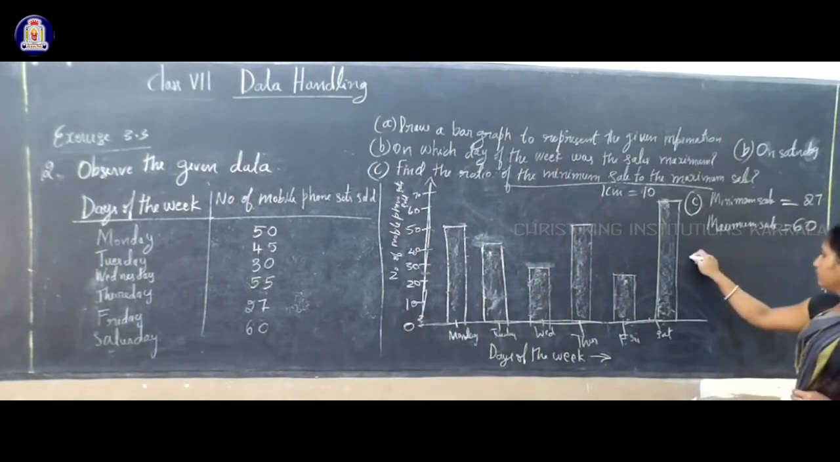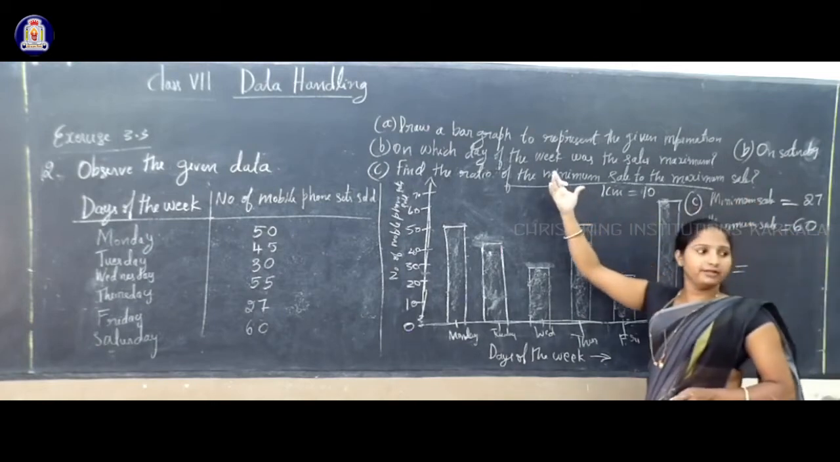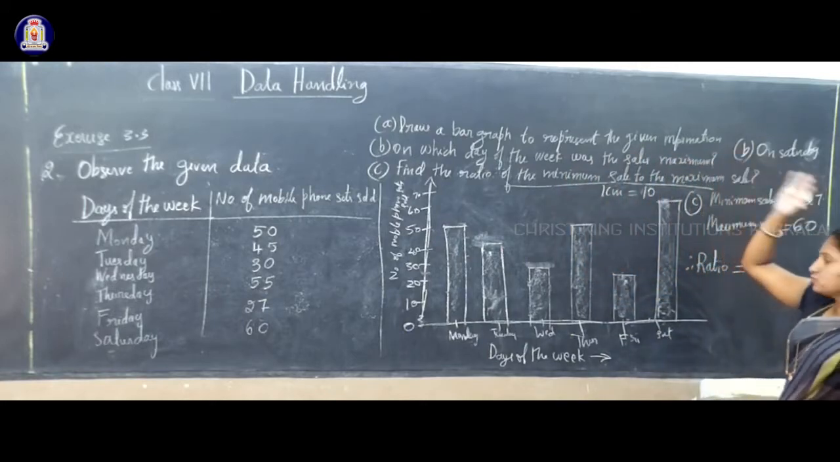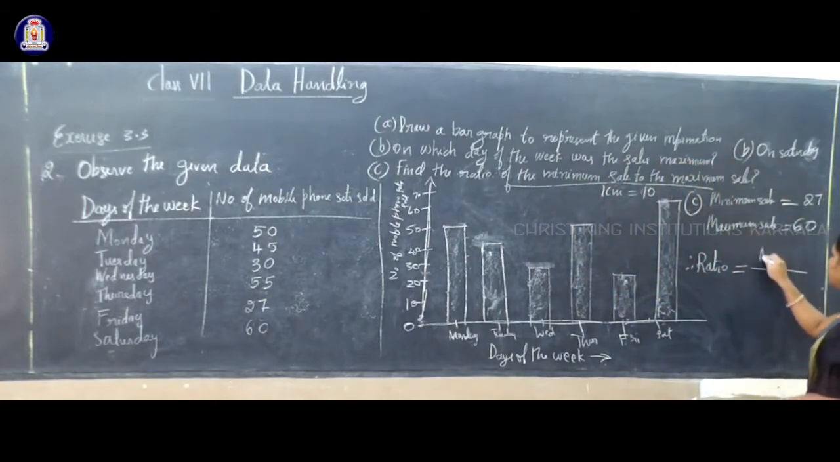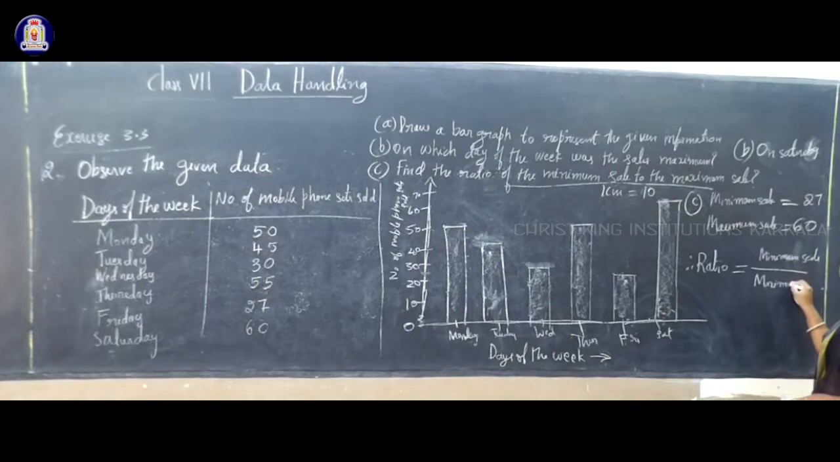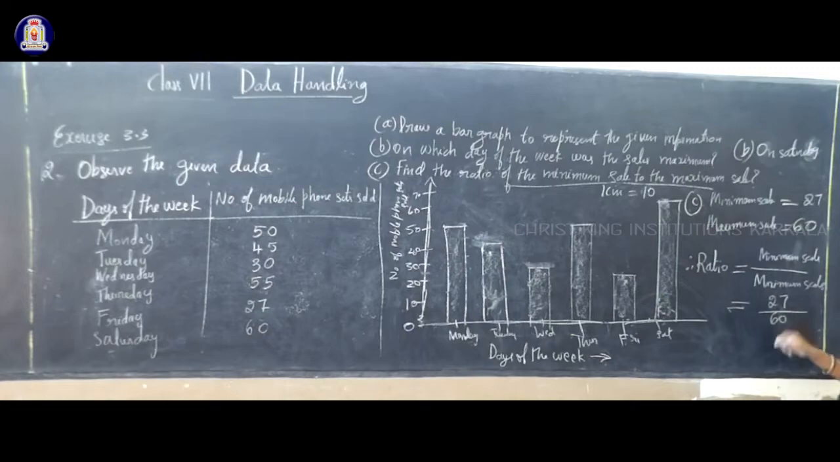Now what you have to find? You have to find the ratio. So ratio is equal to... In the question they mentioned minimum sale first, then maximum sale. So minimum sale in the numerator, by maximum sale. Which is the minimum sale? That is 27. The maximum sale is 60. So 27 by 60.